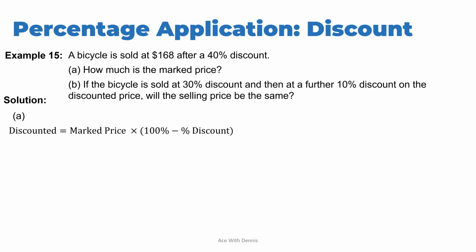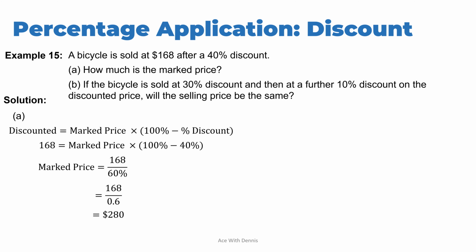Okay, for A, to find the mark price, just apply this formula: discounted price equals mark price times 100% minus percentage discount. So it is 168, the discounted price, equals mark price times 100% minus 40%. So solve this equation. Mark price is 168 over 60%. 60% is 0.6, and the answer is $280.